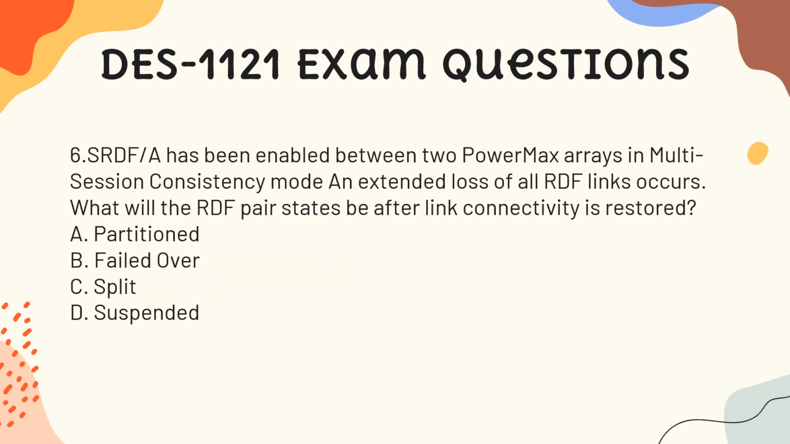6. SRDF/A has been enabled between 2 PowerMax arrays in multi-session consistency mode and extended loss of all RDF links occurs. What will the RDF pair states be after link connectivity is restored? A. Partitioned. B. Failed over. C. Split. D. Suspended.